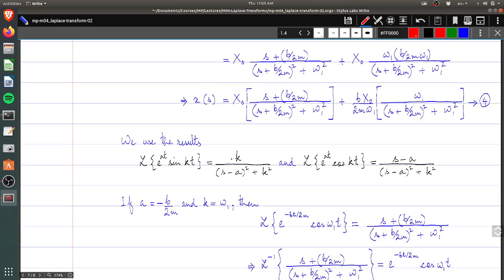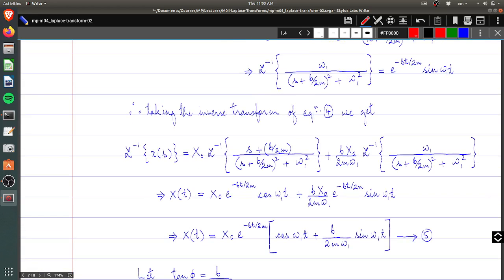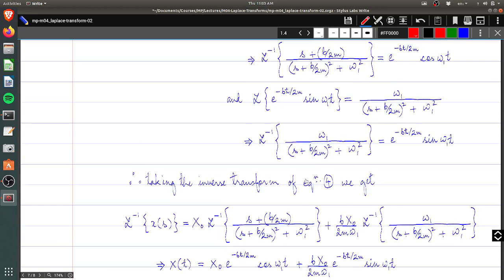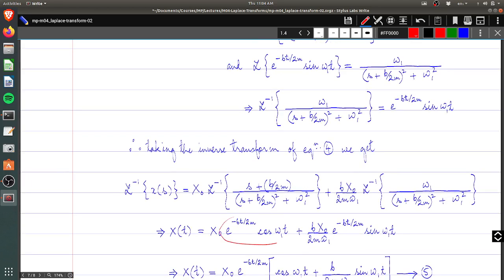Then if we take the inverse Laplace transform of equation number 4, on the left hand side it is going to give us simply x of t. That x of t is equal to x naught times the inverse Laplace transform of this plus this times the inverse Laplace transform of this. We have shown that the inverse Laplace transform of this is equal to this. Okay, so that's why we replace this with e to the power minus bt by twice m cos omega 1 t, and then here we have this quantity already, which is a constant.